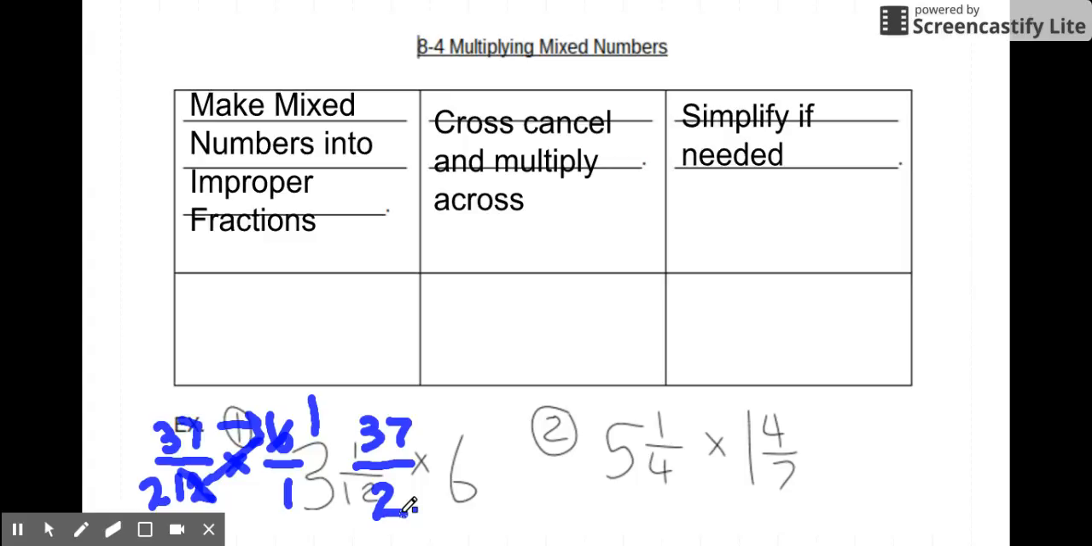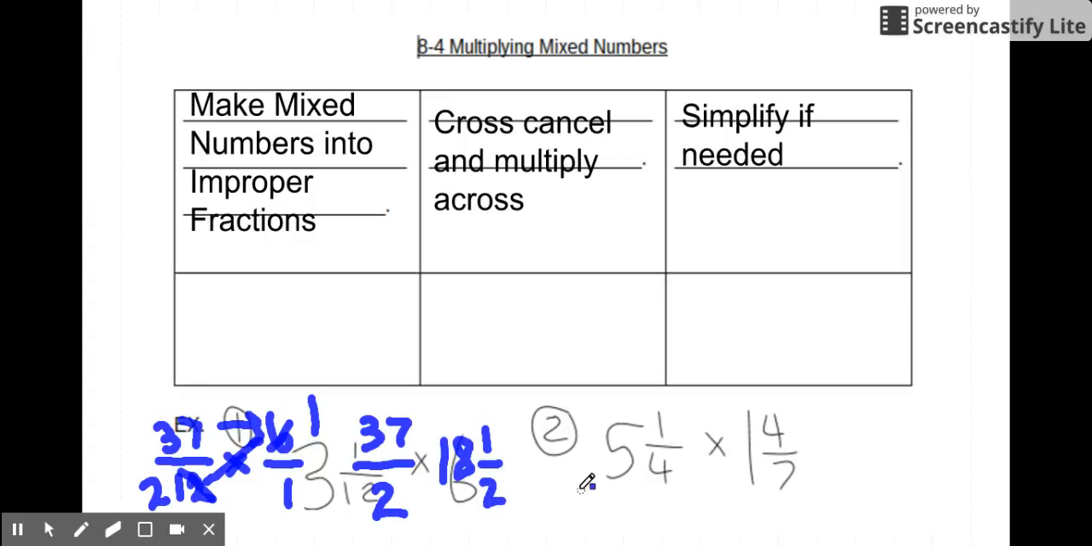And then you can leave it as an improper fraction if you want, or you can change it into a mixed number. And if you change it into a mixed number, it would be 2 goes into 37 18 times, and that would get you 36. So there's 1 left over, and your denominator stays 2.